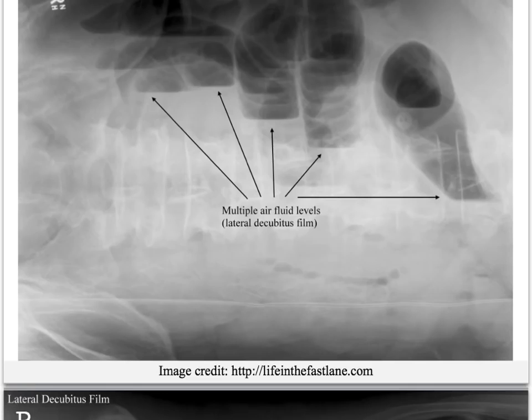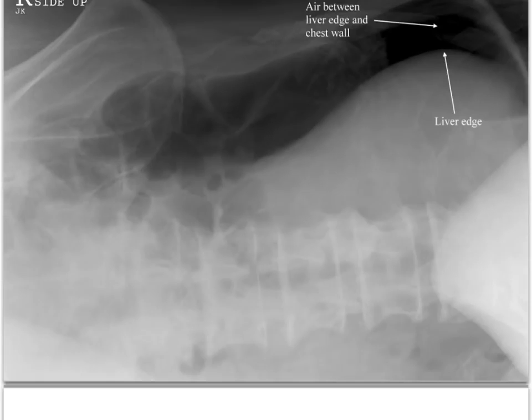Sometimes if the patient is unable to sit upright because they're very uncomfortable, you can also do a lateral decubitus view, having a patient lie on one side, and that can also show air fluid levels as shown in here. In a patient with a large perforation, even on the decubitus film, you can still see the free air that's between the chest wall and the liver edge.